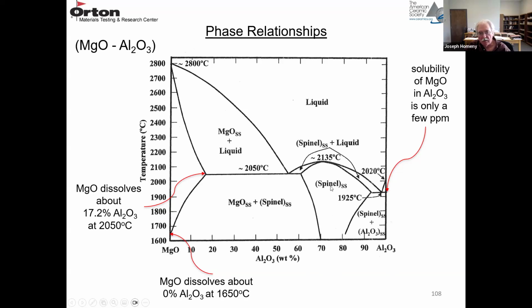So spinel is a solid solution here. There's some solid solubility here. So a little bit of alumina can dissolve in the MgO. And on this side of the phase diagram, there's no solid solutions.